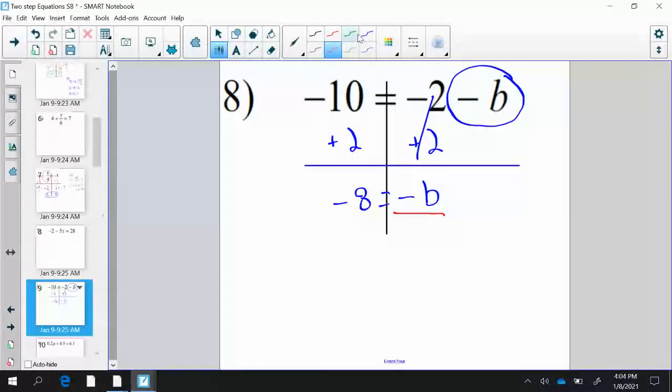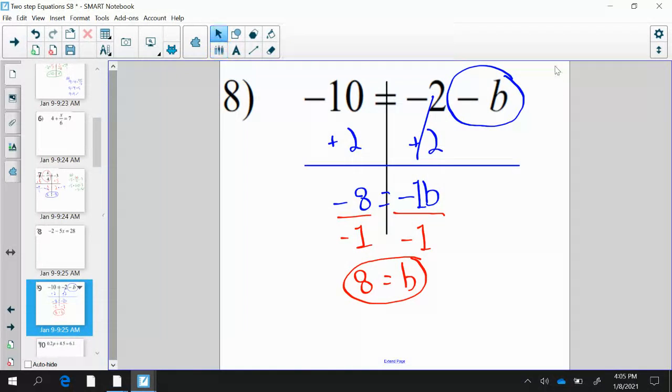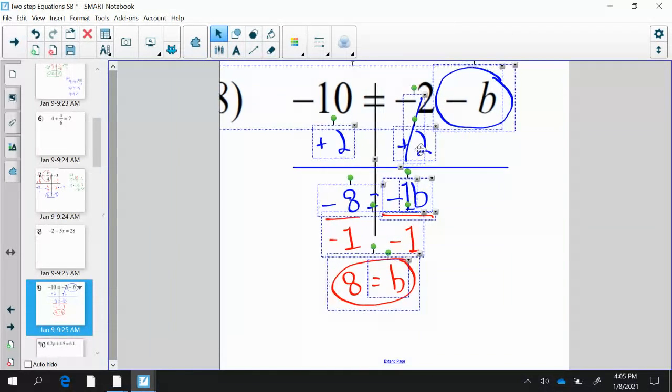We have to get rid of this negative. And if you guys know that that's a negative 1 there, to get rid of that negative 1, we're going to divide by a negative 1. So what happens? That sign is going to change. We're going to get rid of that negative by dividing by a negative 1. And then we have negative 8 divided by negative 1 is a positive 8. And that is going to be our answer. 8 is our answer.